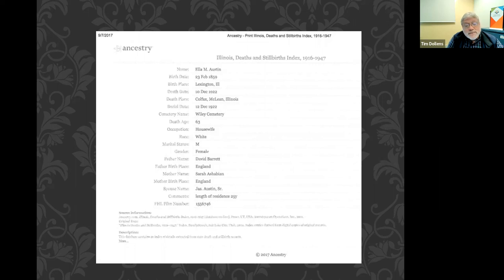And then you've got her cemetery she's buried in. And then you've got the names of her father and mother, and then her mother's birthplace of England. And then the length of residency, 25 years. So you know that for 25 years before her death, we know where she could look for in the census records. And with her husband, who happens to be listed as James Austin Sr. So right there, you've got a whole bunch of facts to go look for in this family.